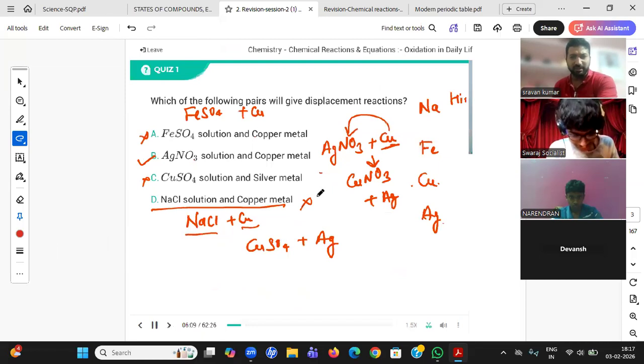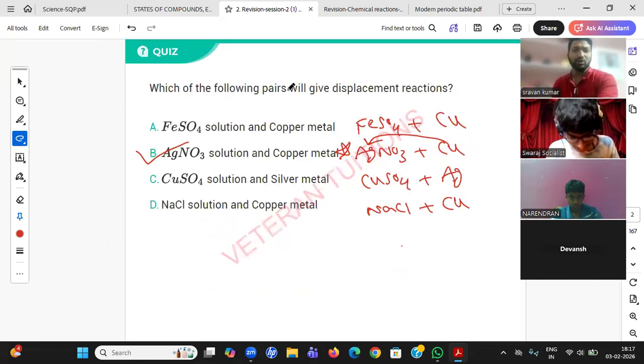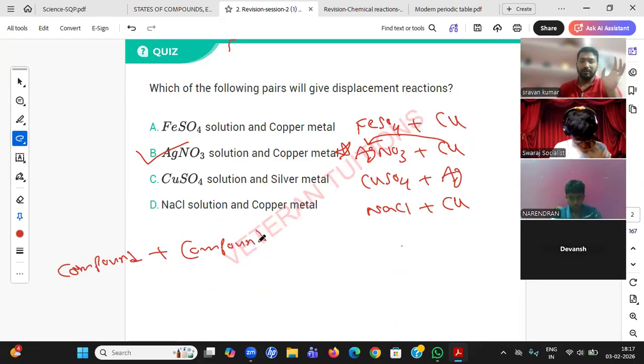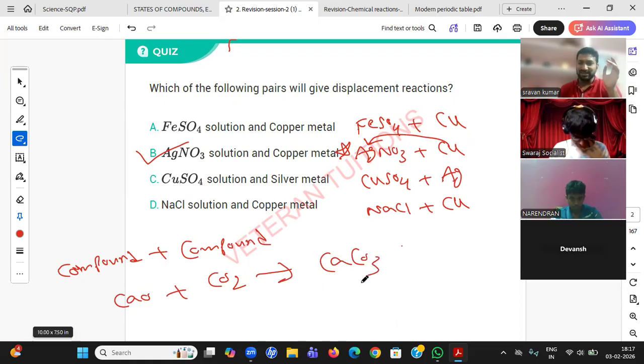This one. Okay. AgNO3 plus Cu. Okay, so you all understood, right? Is every combination reaction a redox reaction? The answer is no. Whenever I am mixing compound plus compound, it is not a redox reaction. For example, CaO plus CO2 gives CaCO3. It's a combination reaction, but not a redox reaction.